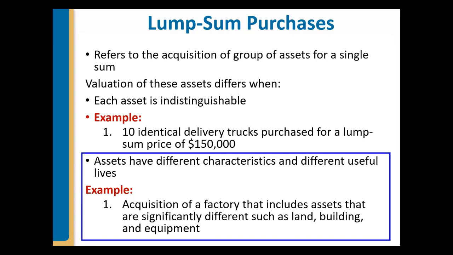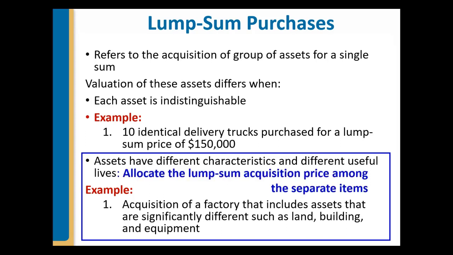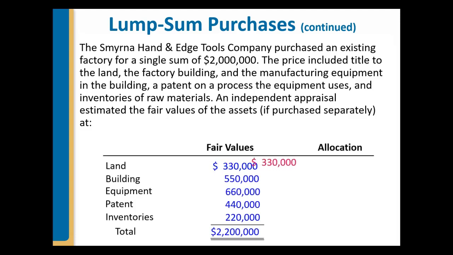For example, the acquisition of a new factory may include assets that are significantly different, such as land, building, and equipment. Allocation is made in proportion to the individual assets' relative fair values. This process is best explained by using an example, as is on this slide. So we take the total amount of the fair value, which is $2,200,000. We allocate each asset based on the percent of the total.